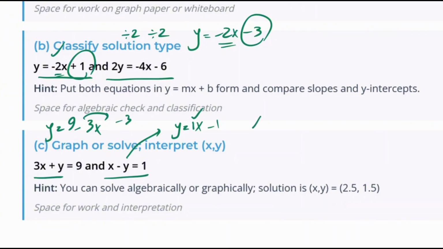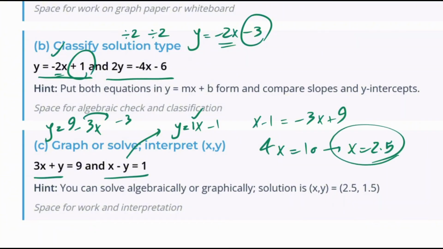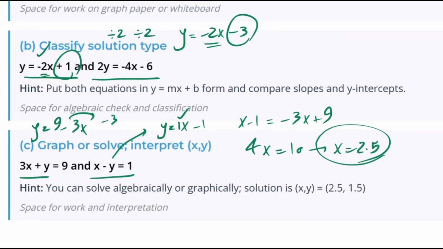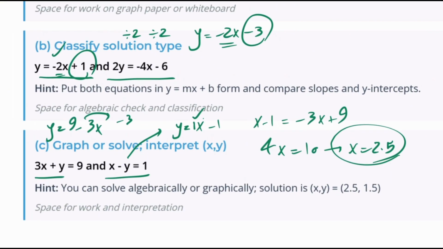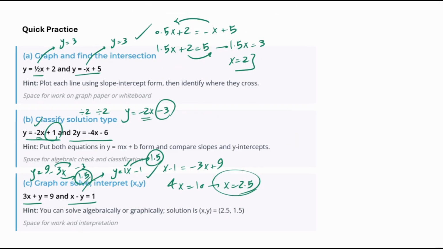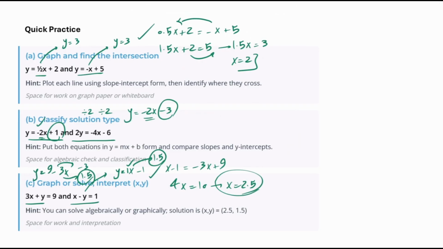How I can find it? x minus 1 is equals negative 3x plus 9. So if you rearrange everything, your 4x is equals to 10 and x is 2.5. Am I done? Not yet. I have to make sure that this point is right. How I can do that? Put 2.5 over here. You do have 1.5 for your y. Put 2.5 over here and you will have 1.5 for your y. So you know for a fact that this one is going to be the right answer itself.